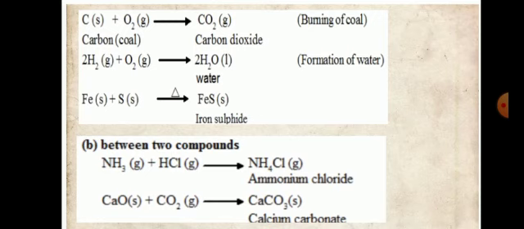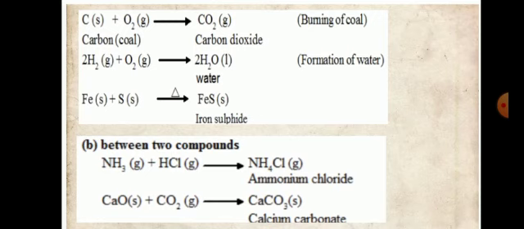And secondly, in the second equation you can see that hydrogen is also an element, so we are combining hydrogen with oxygen to get water, that is 2H2O. And lastly we have Fe plus S, where iron is an element, and S, that is sulfur, is also an element. So we are basically combining the elements together to get the product in your combination reaction.